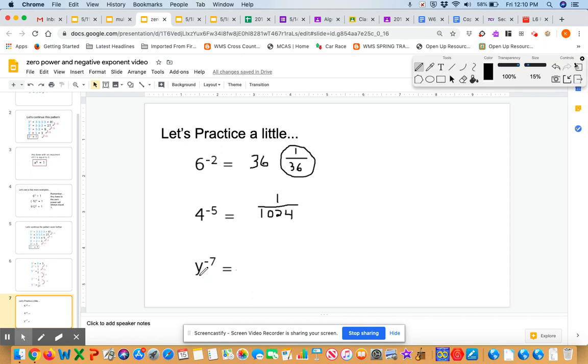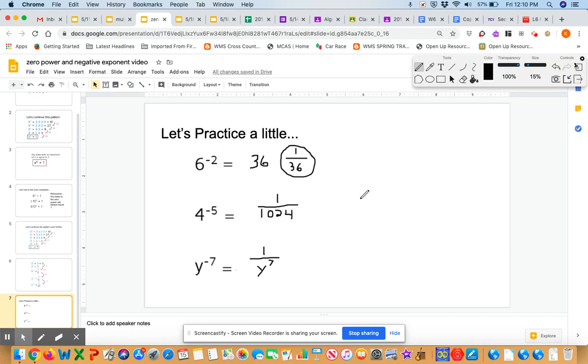This one is saying, I want the reciprocal of y to the 7th. That's what it means, okay? So I like to take y to the 7th. Okay, there it is. And if I do the reciprocal of y to the 7th, I just flip it, and it becomes 1 over y to the 7th. This expression right here means 1 over y to the 7th.